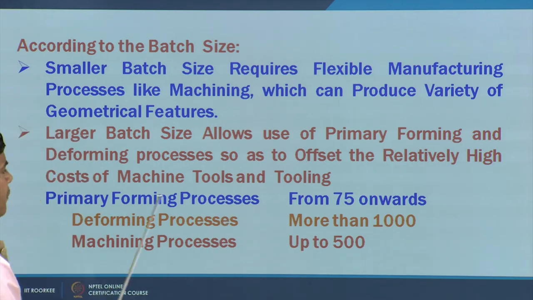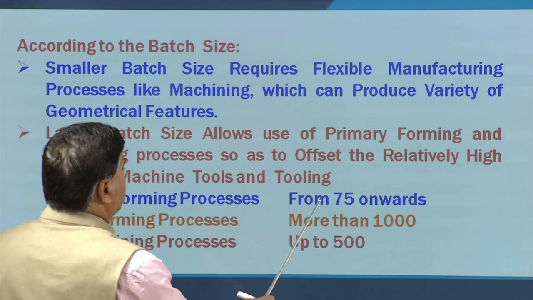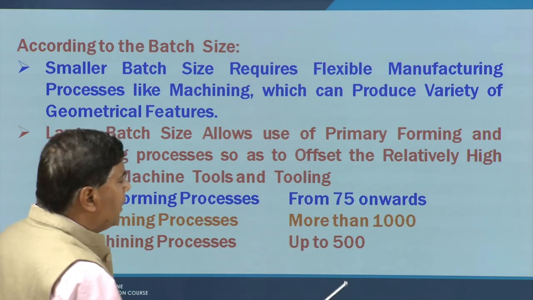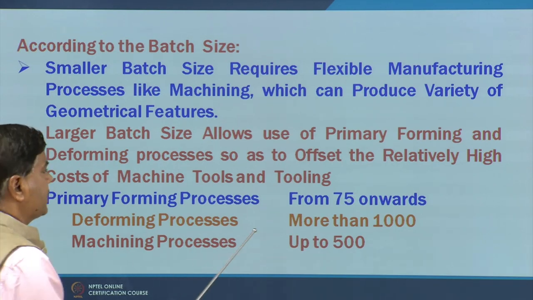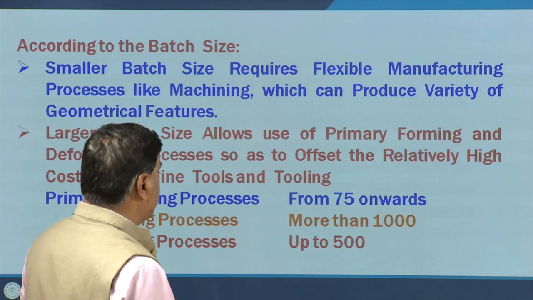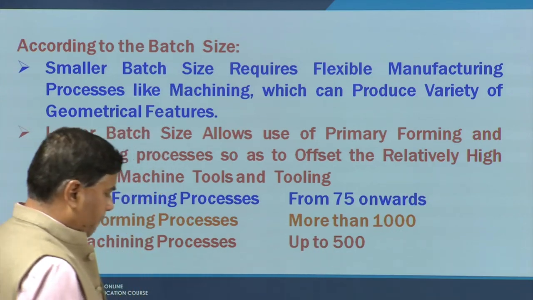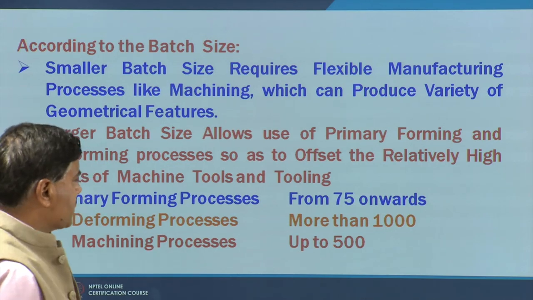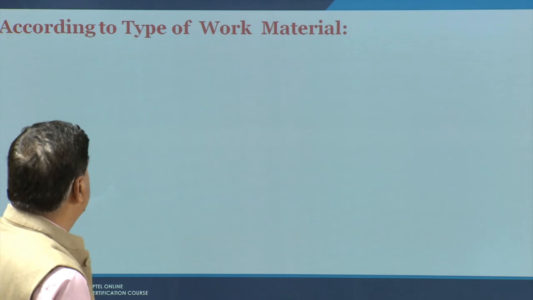So, the primary forming processes will be used from, say, 75 units to be made and onwards. The deformation based processes will be used for more than 1000, and the machining based processes up to a maximum of 500, because it is not very economical to achieve that primary shape using machining.